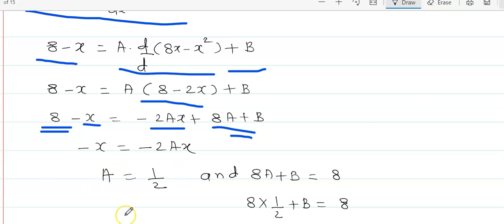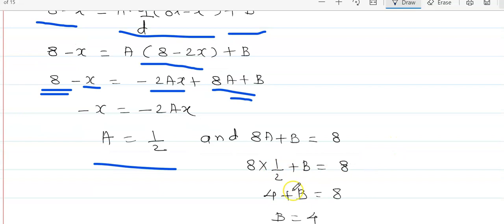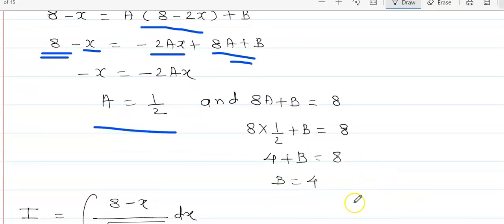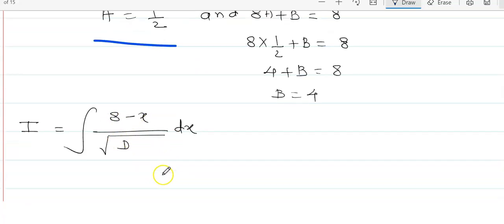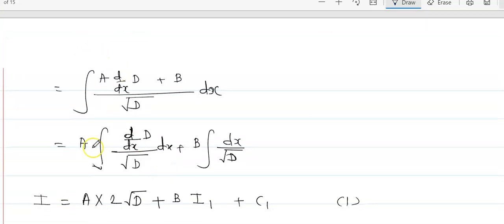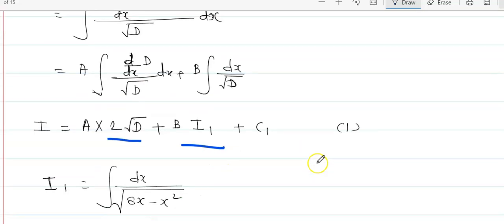You will get the value of a, it is very simple, the 2x gets cancelled. Substitute the value of a here and you will get the value of b. b is 4, a is equal to 1 upon 2. Therefore the integral of (8 minus x) upon root of d, where d is the denominator, becomes a into the integral of d/dx of d upon root of d dx plus b into the integral of dx upon root of d. Its integral is a into 2 times root of d, and this is I1, plus c.